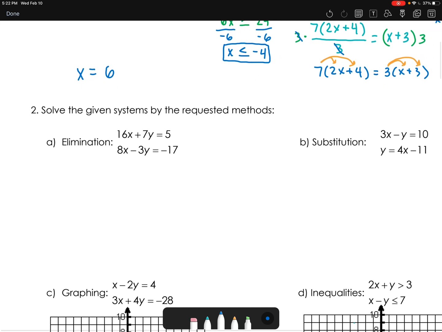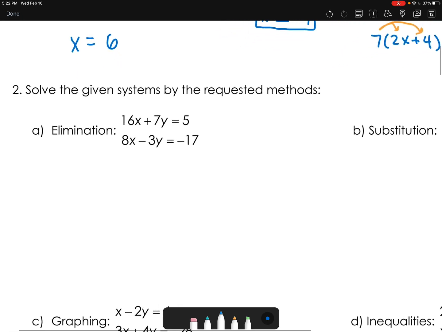Number 2 is talking about systems of equations or systems of inequalities. I will get you started with 2a with elimination. We are trying to eliminate one of the variables. If we remember, we want opposite coefficients. So one way to do this is to multiply the bottom equation by negative 2. This top equation is going to stay the same as 16x plus 7y equals 5, and this bottom equation is going to become negative 16x plus 6y equals 34.